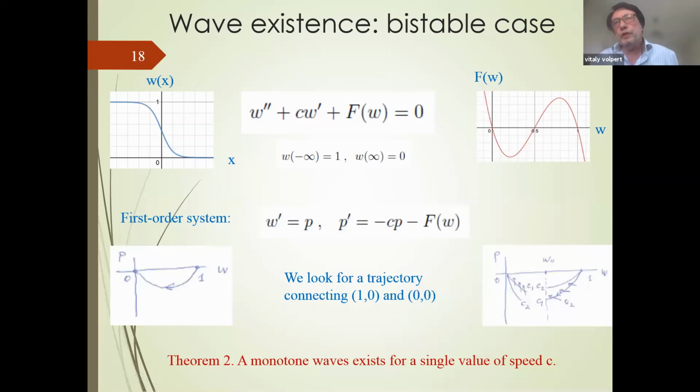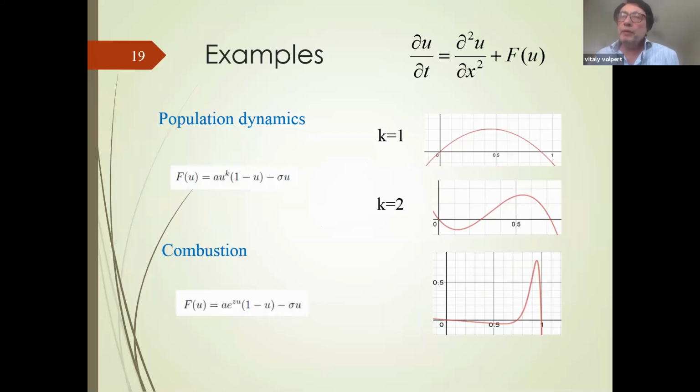Of course, it should be noted that here we consider just this function f of w of this particular type, where it is negative here, positive here. So this result on wave existence depends on the form of the function f, and I will return to this question later. And here are some examples. In population dynamics, rather often we have functions like that, shown here, top right, or functions like that in the middle. In the first case, it is a monostable case. In the second case, it is a bistable case.